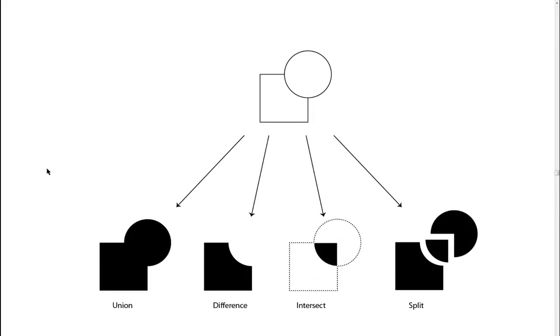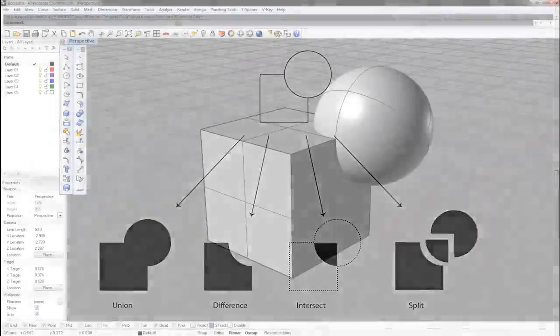With split, it's almost like a combination of intersect and difference. You're left with the intersection of where the two pieces of geometry intersected, but you're also left with the difference operation as though both objects were affecting each other, leaving you with three separate pieces.